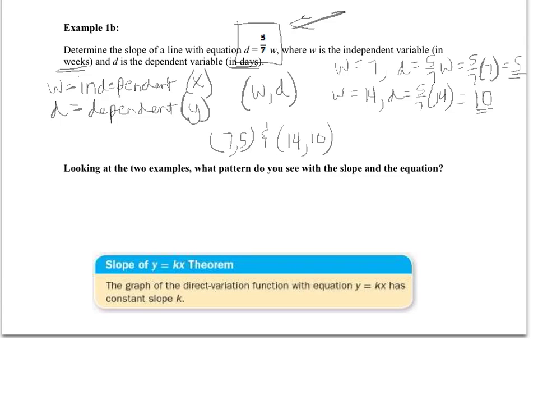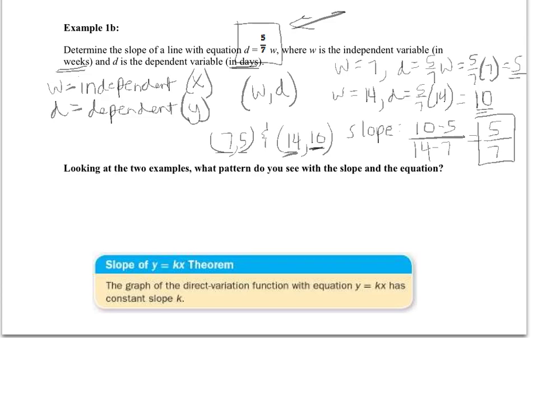Okay, let's figure out the slope. Slope is y2 minus y1, so 10 minus 5, and make sure you always do it in the same order. If I pick the 10 on this ordered pair, then I've got to do the 14 first on the x. So on the x underneath, x2 would be 14 minus 7. So 10 minus 5 is 5, 14 minus 7 is 7. So our slope is 5/7.